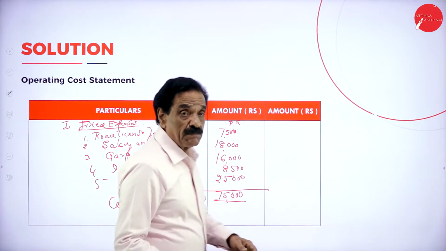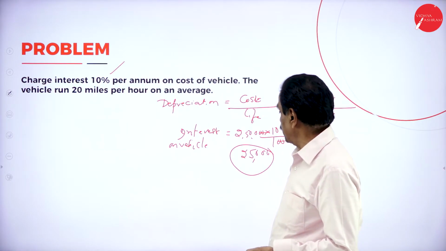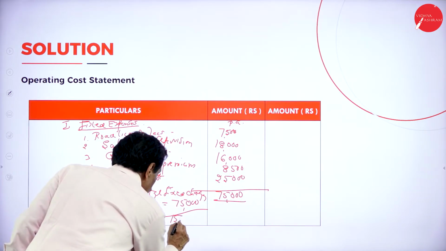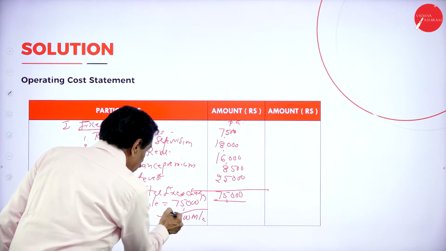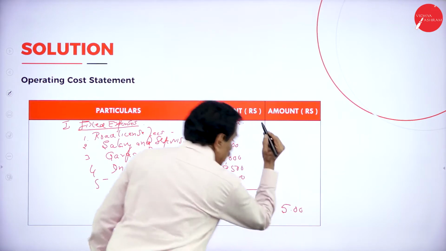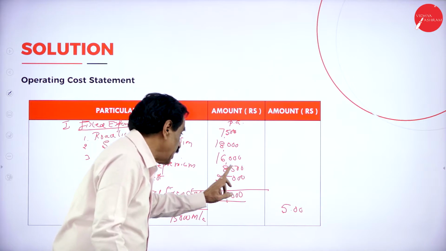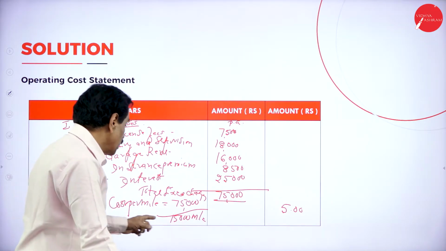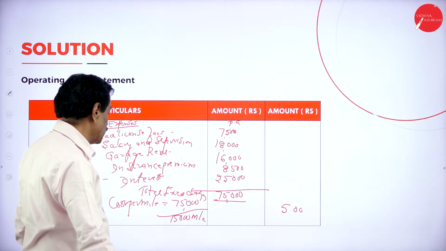How many miles does it run per annum? See that, 15,000 per year. 75,000 divided by 15,000 miles. Cancel the zeros, this is 5 rupees cost per mile. So 7,500, salary of the supervisor, 16,000, 8,500, 25,000, totally 75,000 is the fixed charges. So how many miles will it run? 15,000 miles.